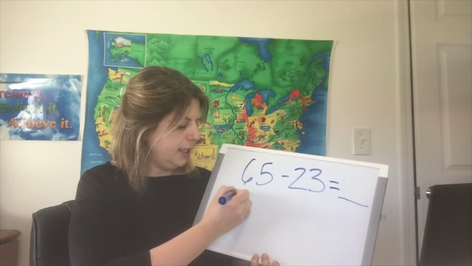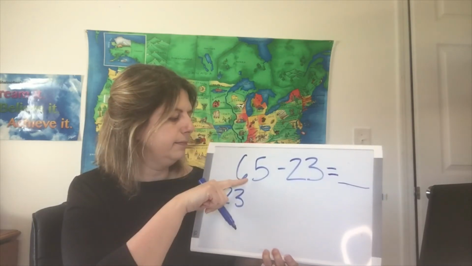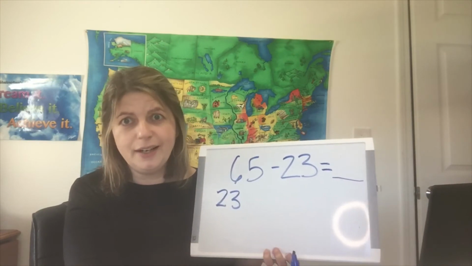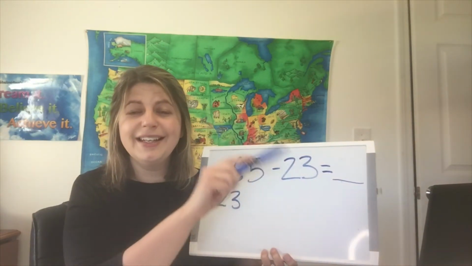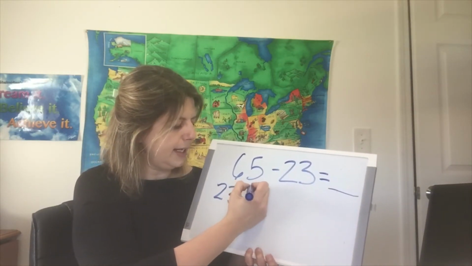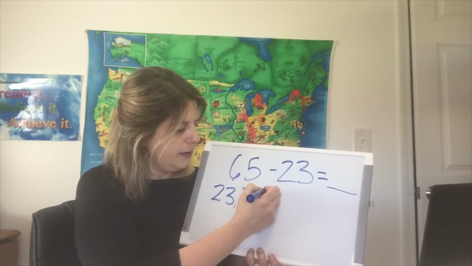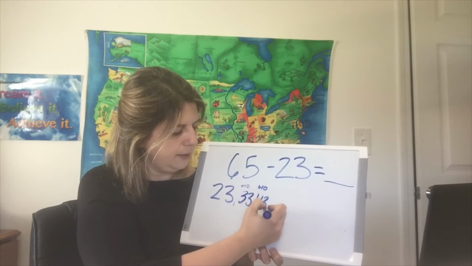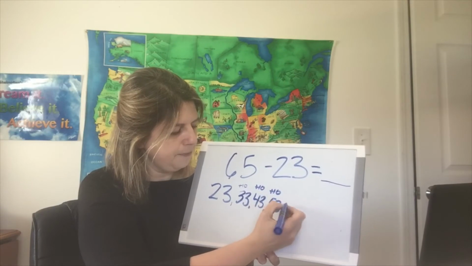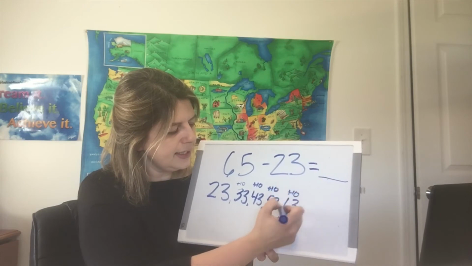So 23. And now let's think. I could add hundreds, but that would be too much. I could add ones, but man, that would take all day. So I think I'm better to start with tens. So 23 plus 10 is 33. 33 plus 10 is 43. 43 plus 10 is 53. 53 plus 10 is 63.